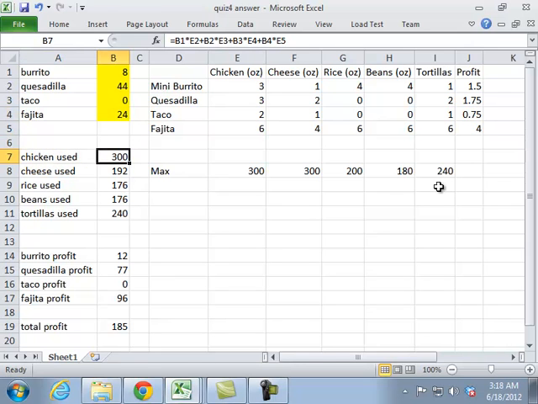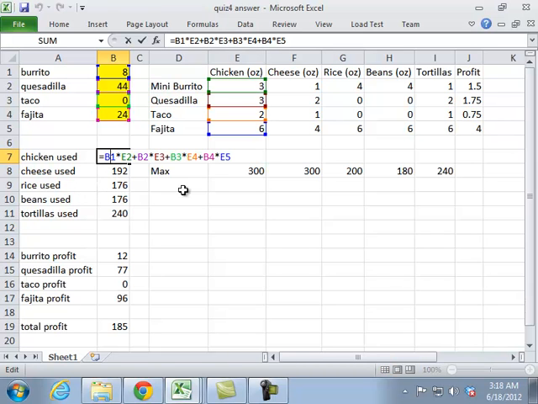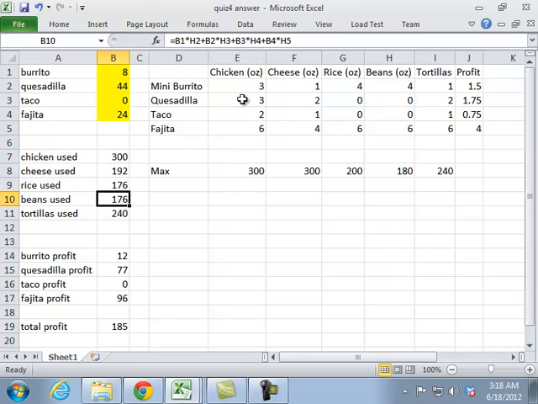Once you do that, you need to set up equations to show your usage of your materials. Again, the materials are chicken, cheese, rice, beans, and tortillas. And the equation is simply the number of burritos times the amount of chicken per burrito, the number of quesadillas times the amount of chicken per quesadilla, and so on. Add all of those together, we end up with our chicken used. Same thing for cheese, beans, rice, and tortillas.